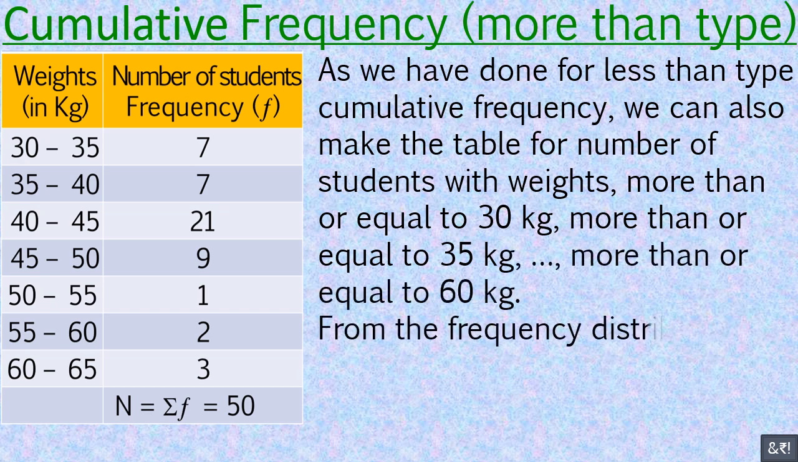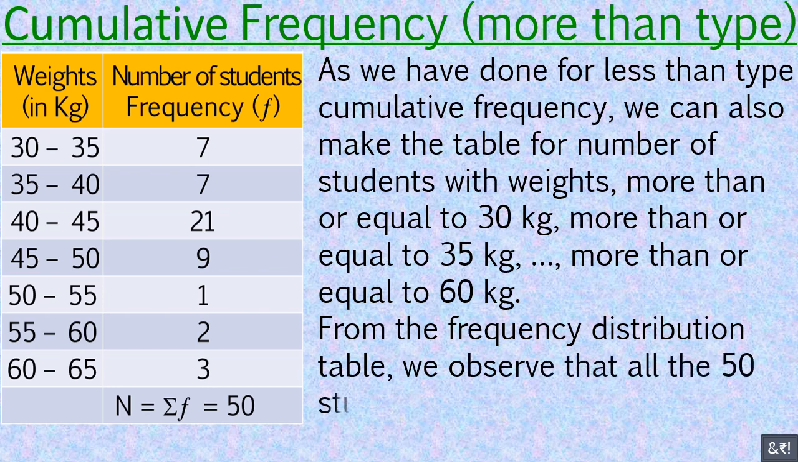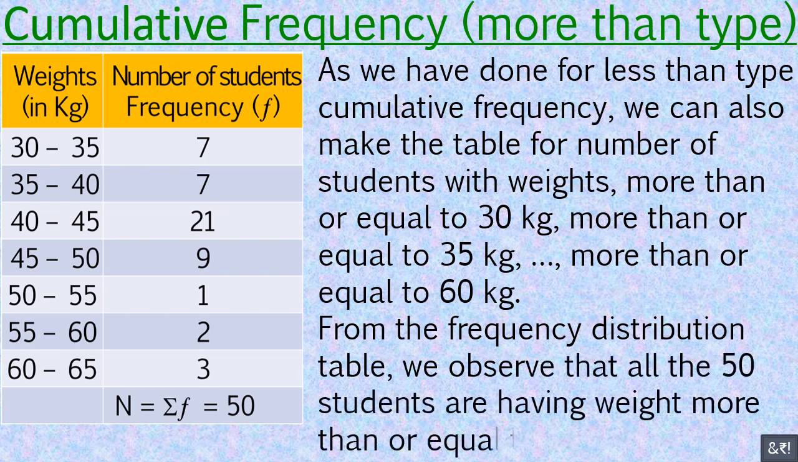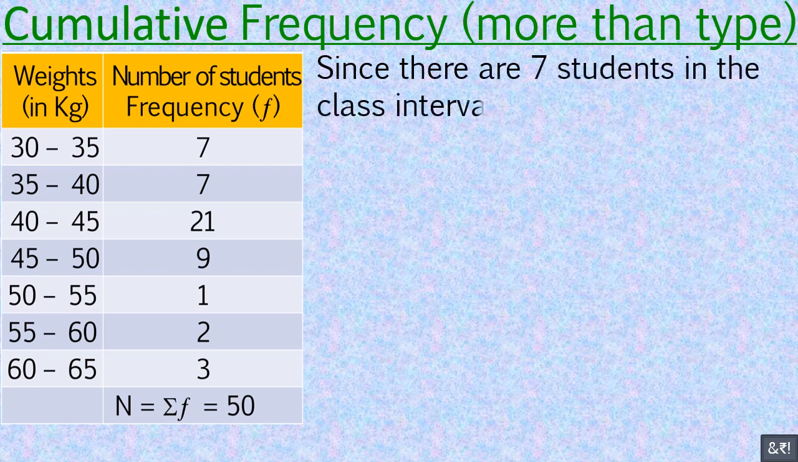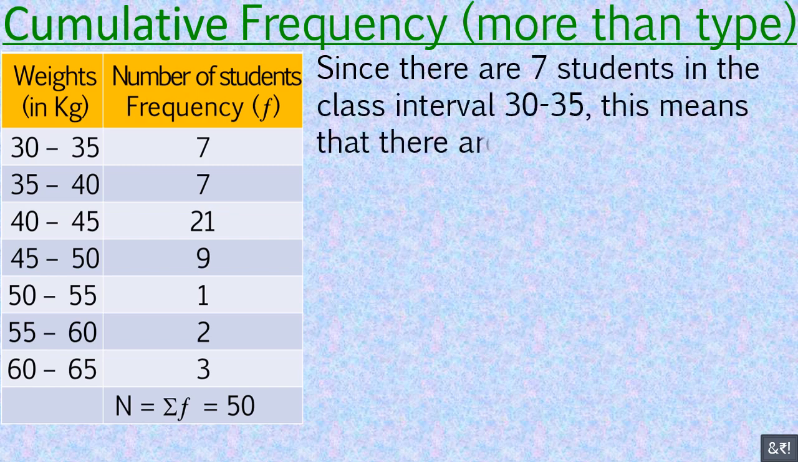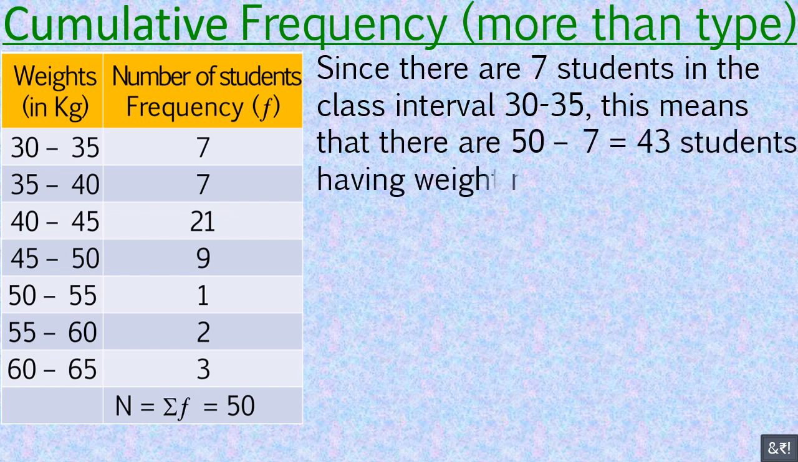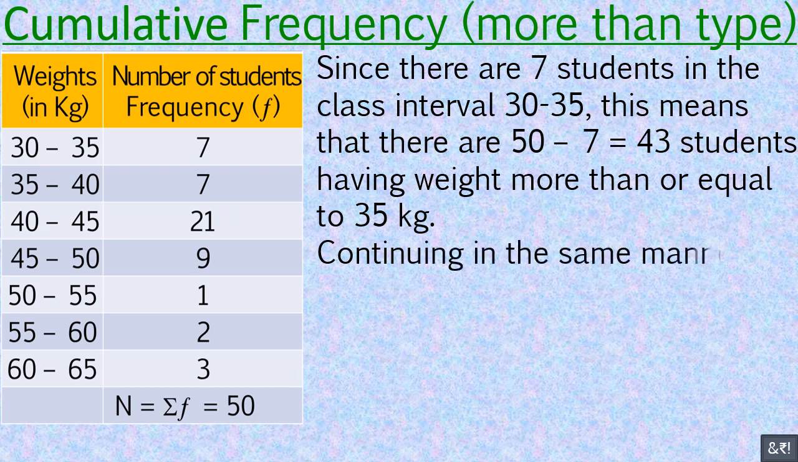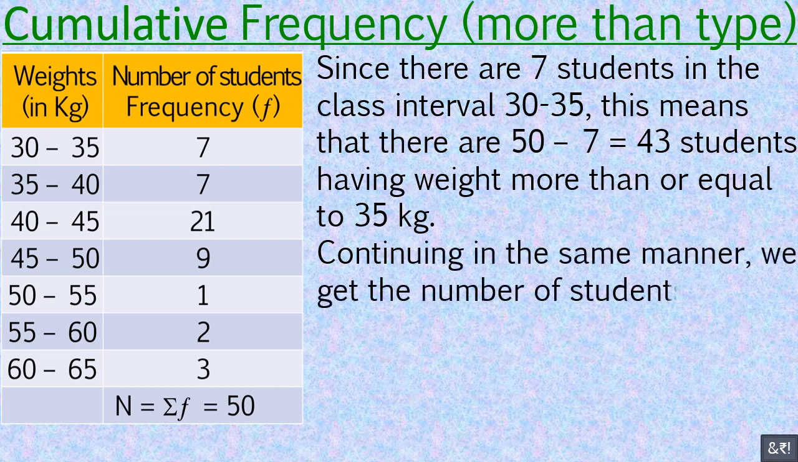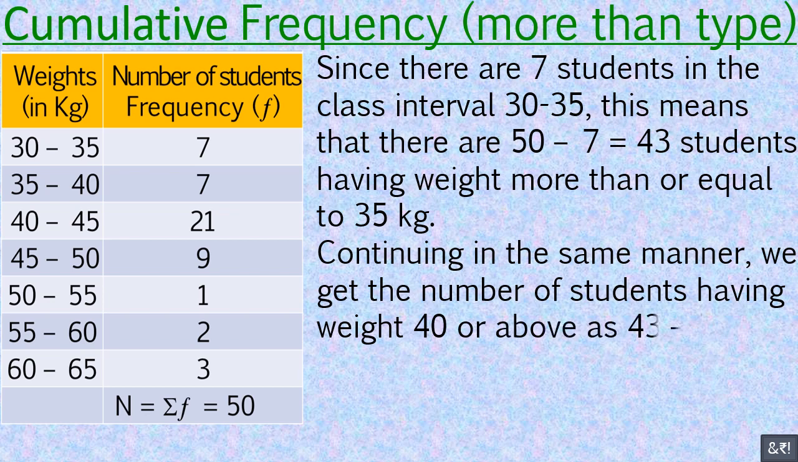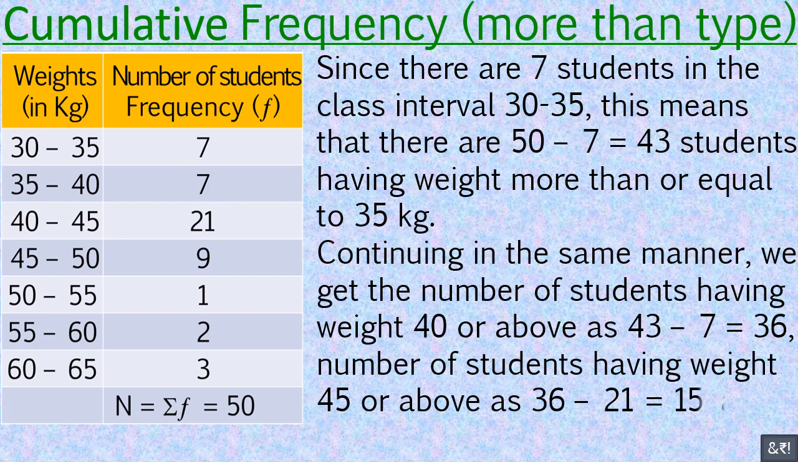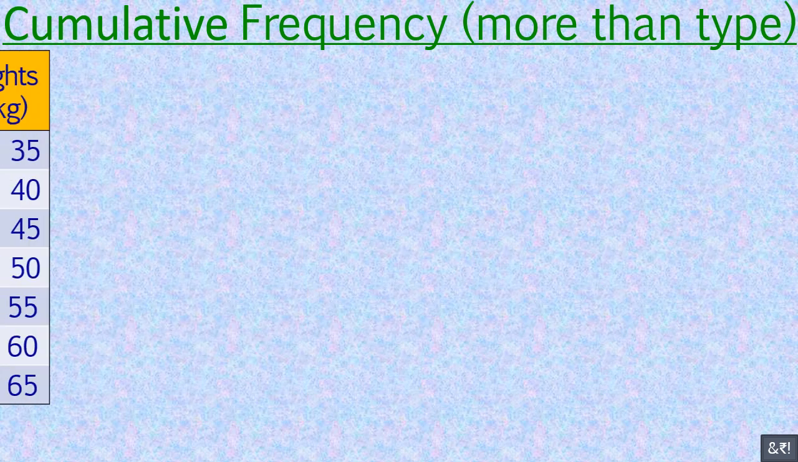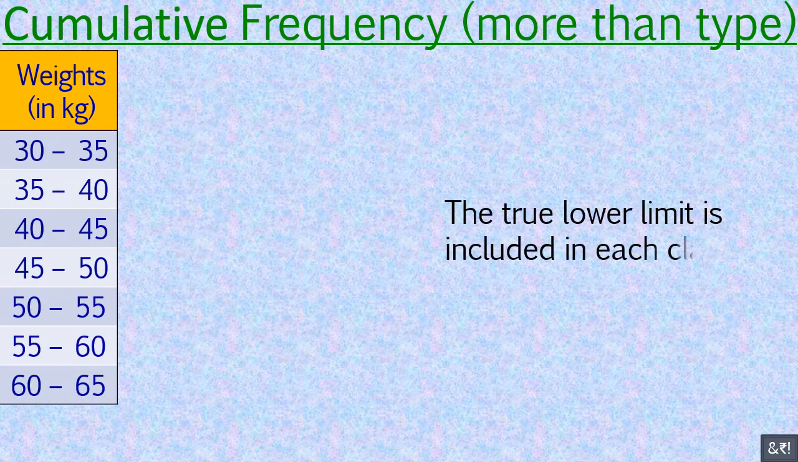From the frequency distribution table, we observe that all the 50 students are having weight more than or equal to 30 kg. Since there are 7 students in the class interval 30 to 35, this means that there are 50 minus 7 equals 43 students having weight more than or equal to 35 kg. Continuing in the same manner, we get the number of students having weight 40 or above as 43 minus 7 equals 36, number of students having weight 45 or above as 36 minus 21 equals 15, and so on. The true lower limit is included in each class.